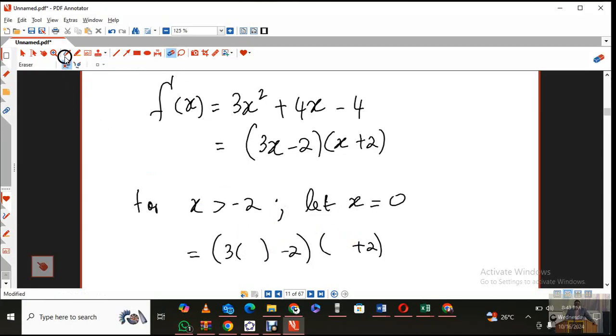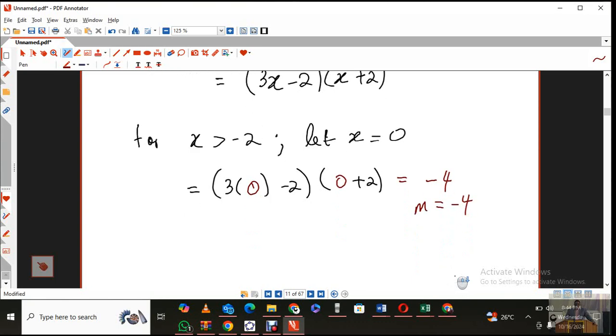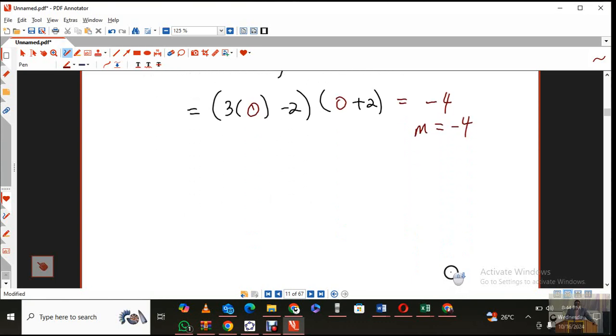So if I put 0, what did I get? That's going to be negative 2 times 2. Well, I get negative 4. So that implies the gradient is negative 4. So when the gradient is negative 4, what does it mean? With gradient, if m is less than 0, as in this case, then this is essentially a decreasing function. A decreasing function.